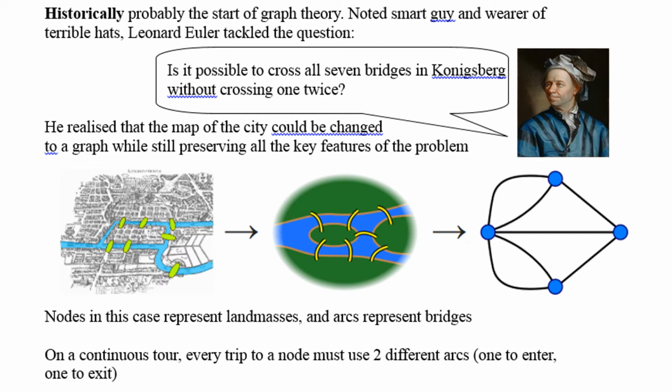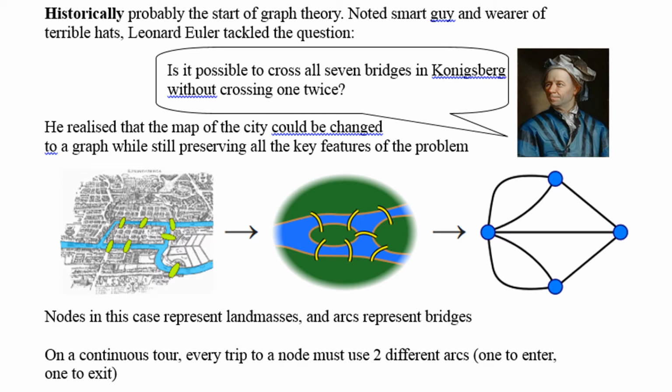So he took the actual real world map and then simplified it and ended up with a graph that we could use here, where nodes represent the land masses of Königsberg and arcs represent bridges that join them together. The lengths of the arcs obviously don't matter at all, it's just are they joined or not. Now the idea of starting at one point and ending at another point and crossing every single road that's possible to do is called a tour, a continuous tour specifically, hence this word here.